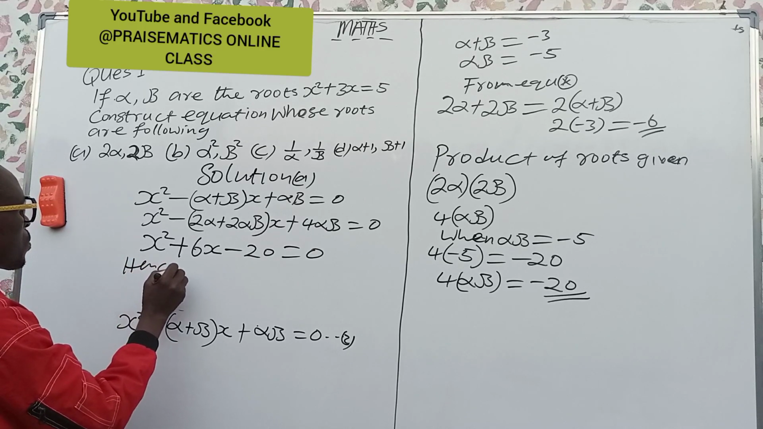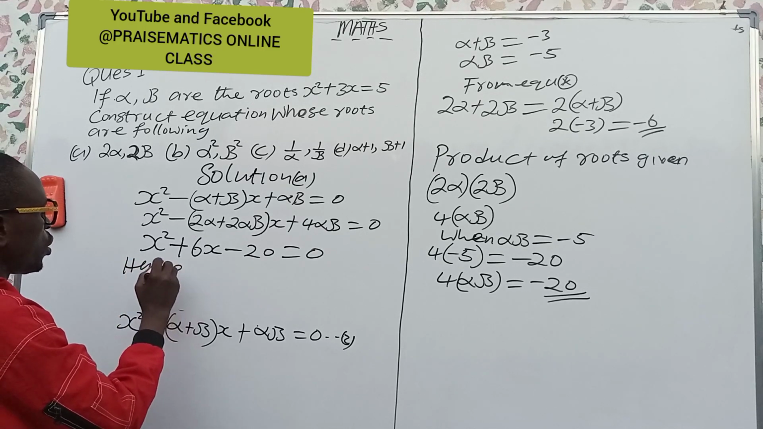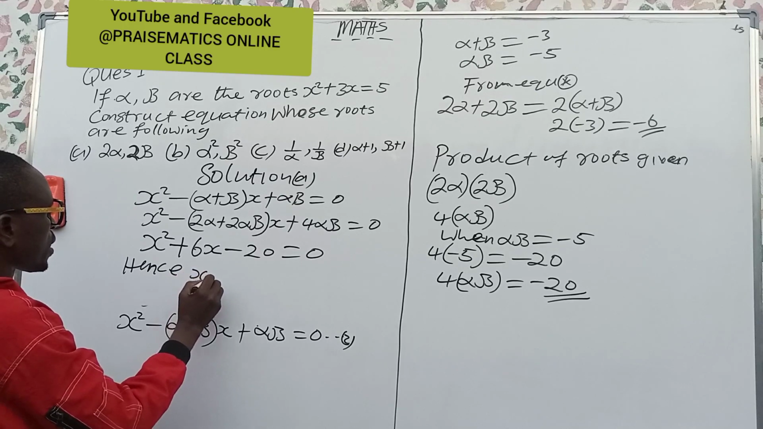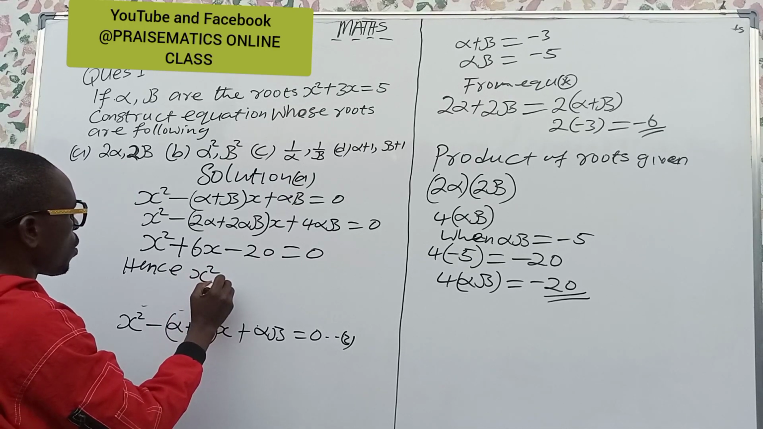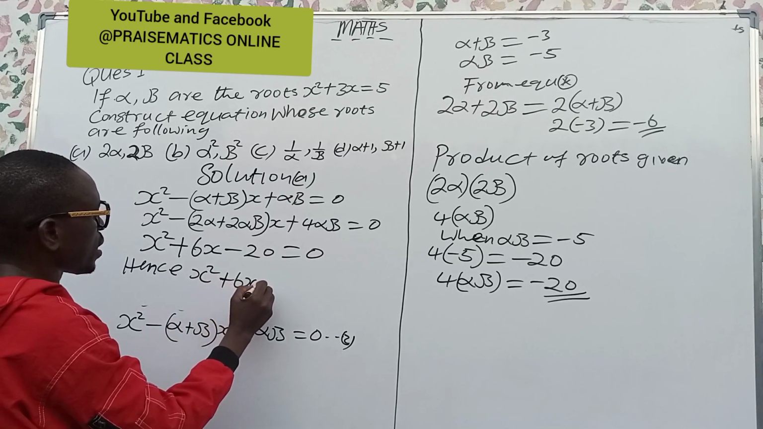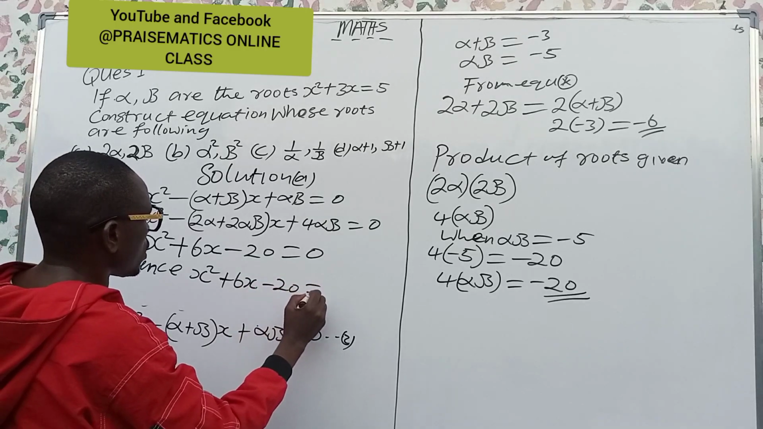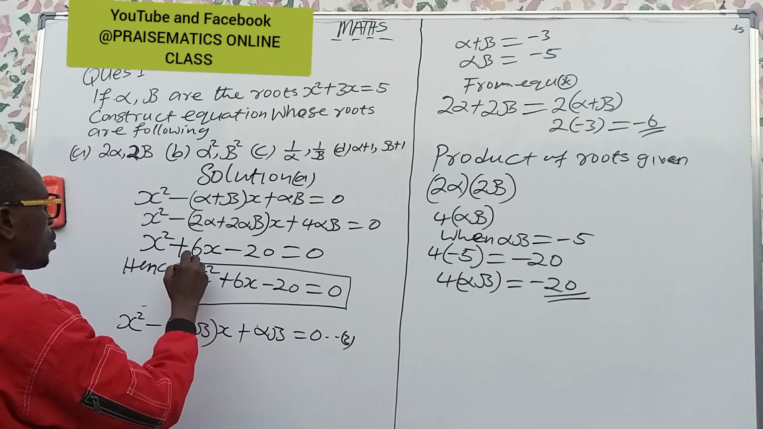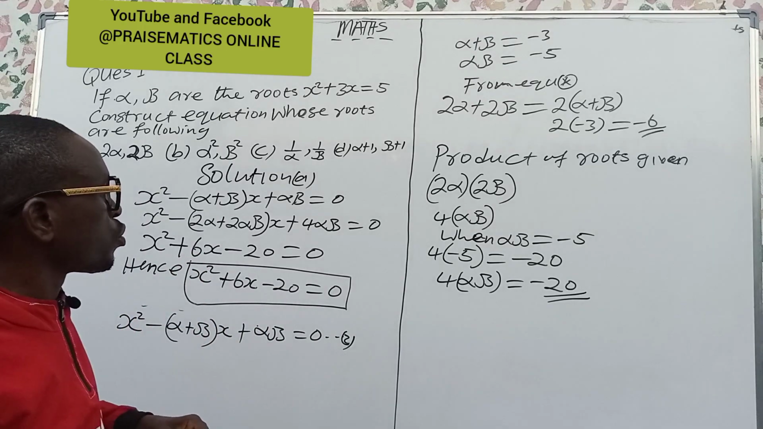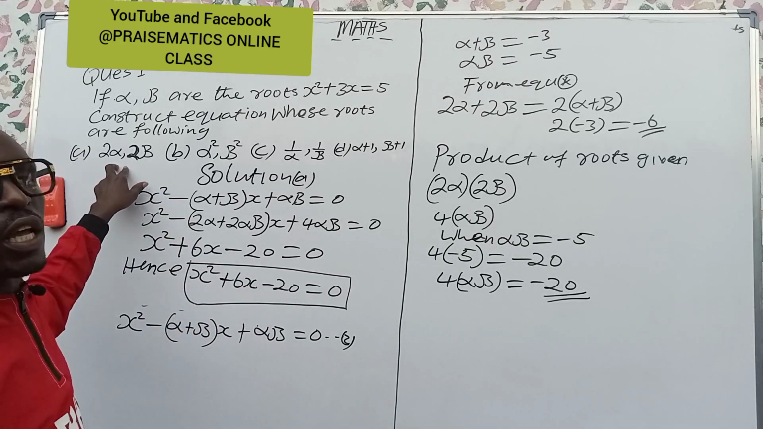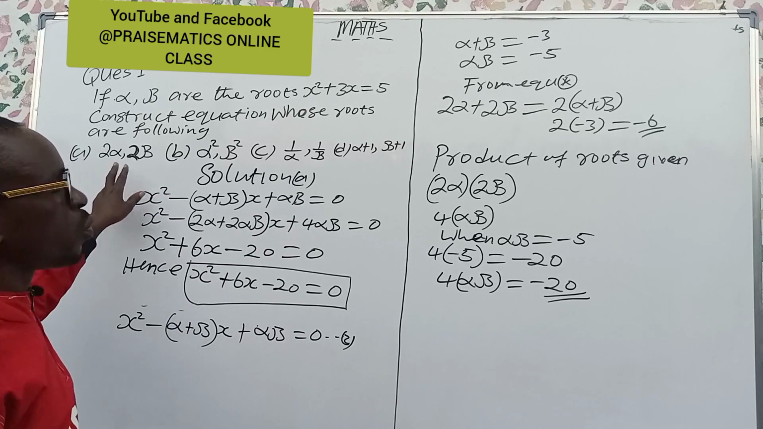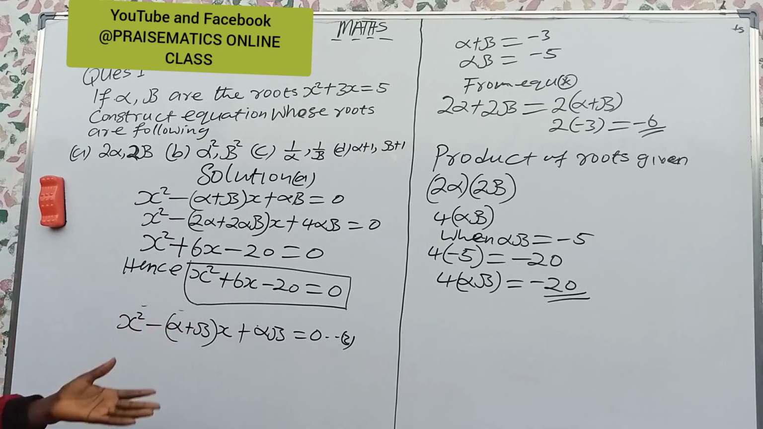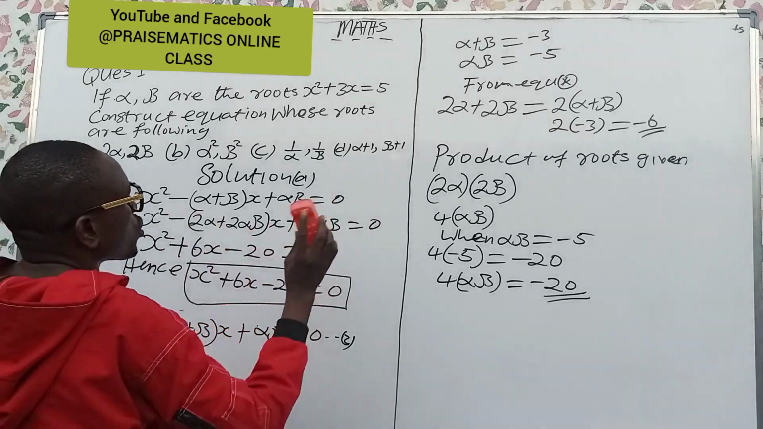Hence, x squared plus 6x minus 20 is equal to 0 is the new quadratic equation formed using these roots of the equation, and that is the answer. Okay, let's solve solution B.